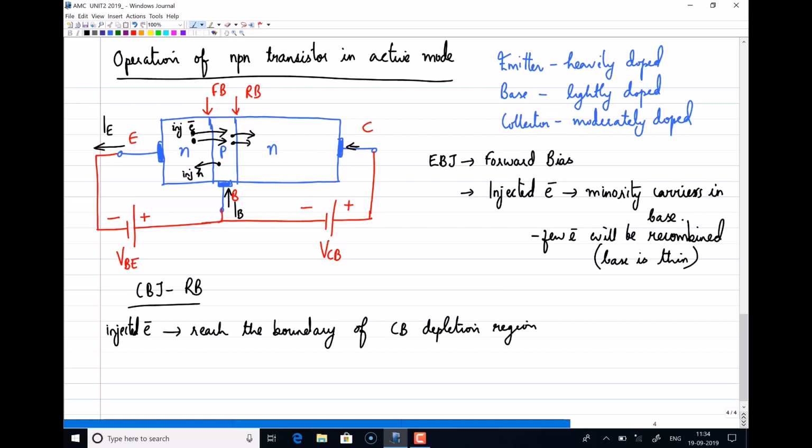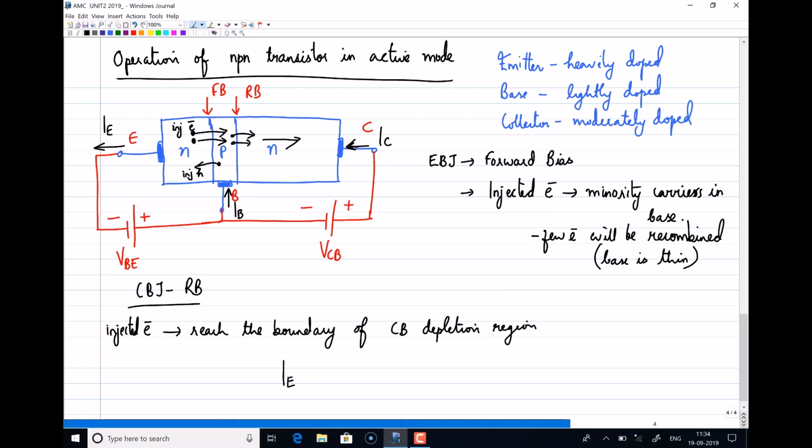Right. So in short, I'll say the emitter base junction is forward biased. So electrons will be injected from the emitter to the base. The base is very thin, so few electrons will be recombined, but these electrons will be further attracted by the positive potential connected to the collector. So the electrons will be swept across this depletion region and reach the collector, which constitutes the collector current. Now, electrons are flowing in this direction, so the collector current will be in the opposite direction. So this is IC, right?